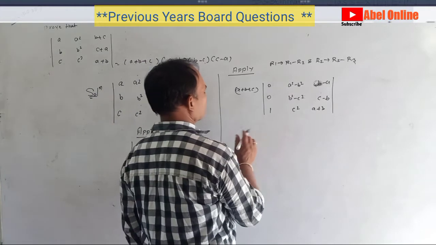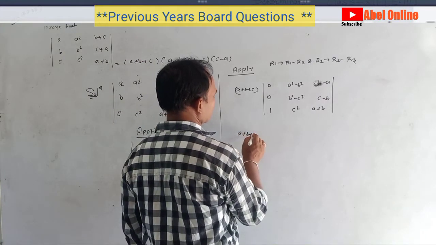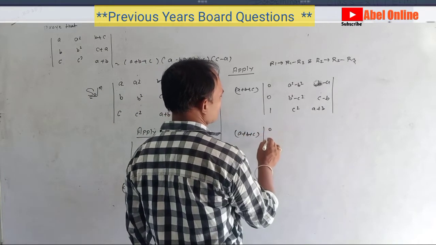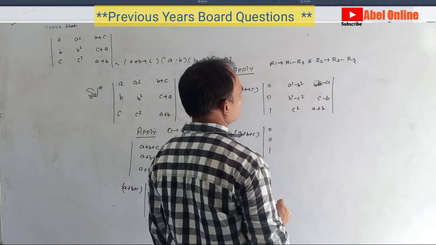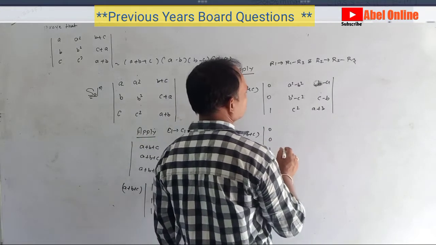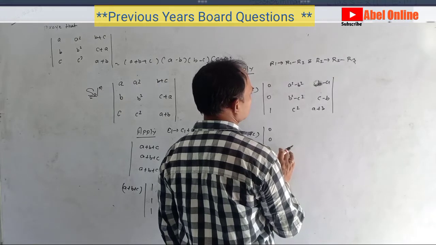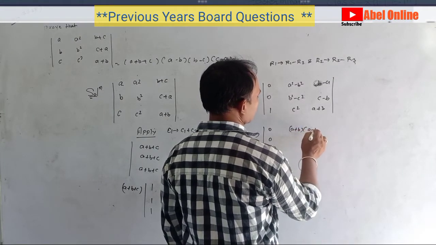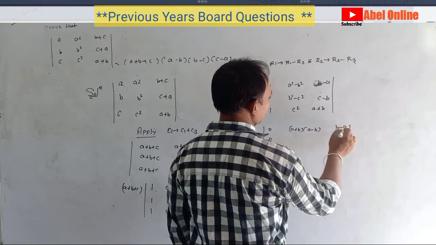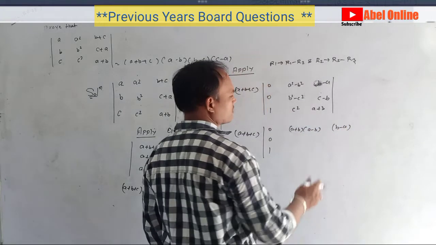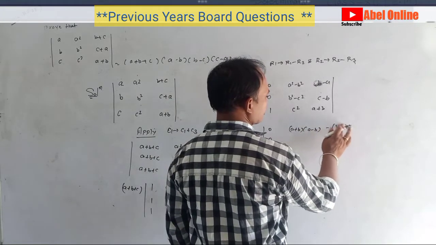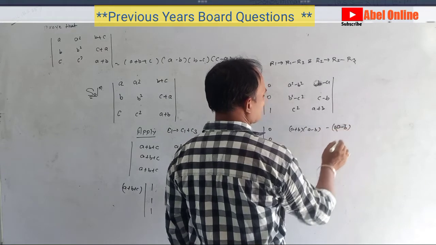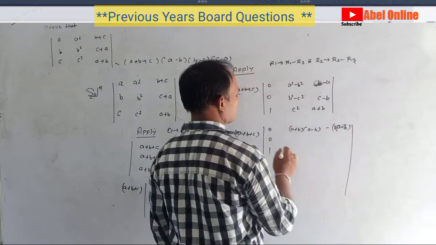Now we are going to operate. It is A plus B plus C. It is 0, 0, 1. It is A plus B, and it is A minus B. It is a B minus A. I am going to take minus common, so we can write here A minus B. Okay. Here it is 0.